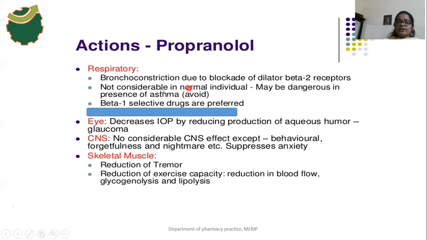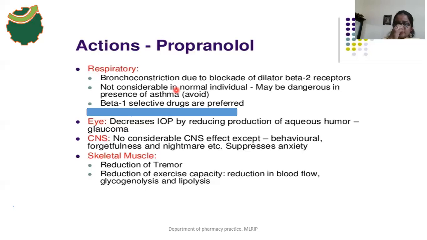Why? Because in asthma there is bronchoconstriction. The person is already suffering with asthma, which means the constriction effect is present in that particular patient. So in those cases propranolol should be avoided, because propranolol also causes a bronchoconstriction effect. So propranolol should be avoided in asthma patients.